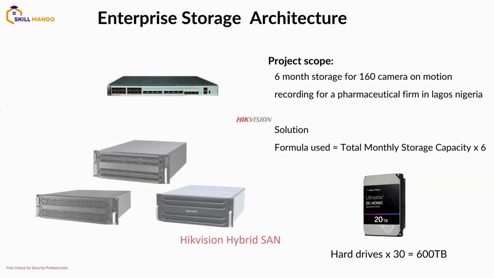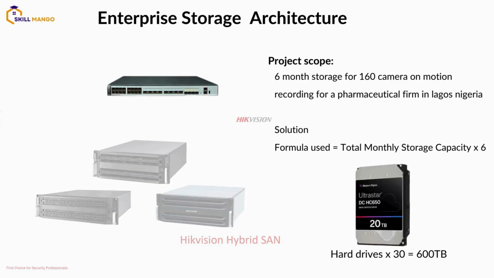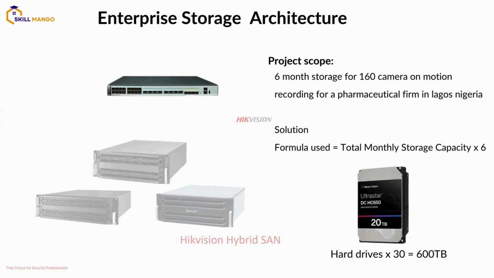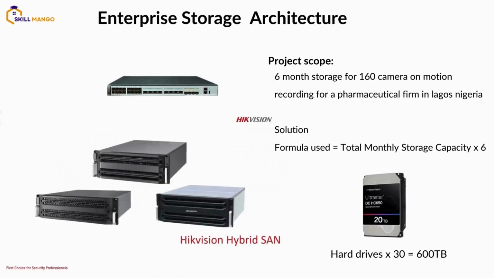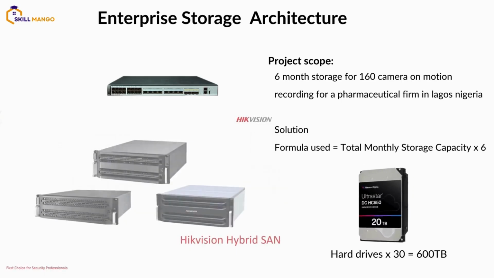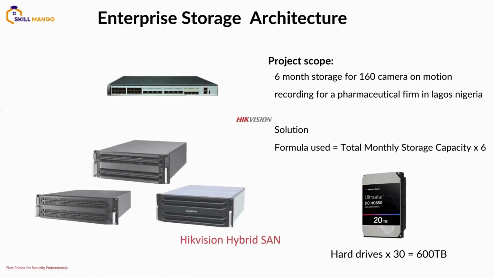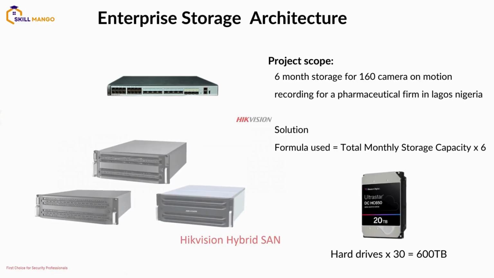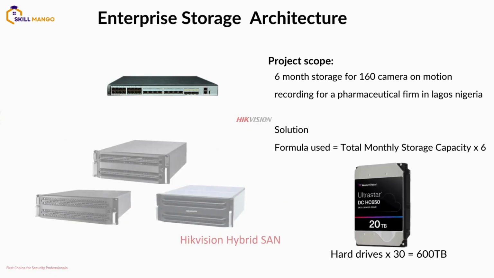This is just a formula here. Formula we use is total monthly storage capacity multiplied by 6. So their total monthly storage capacity as of now is 100 terabytes for 1 month. That's what they're using. We multiply that by 6. All right? That's a practical scenario. Very practical. So this is exactly what we use. We have to use a gigabit switch. This switch you are seeing up here is a very powerful switch by Huawei. It's an S series switch, all gigabit ports. Then these are the hybrid SAN, and we use 20 terabytes times 30. We just position 10, 10, 10 in each of these hybrid SAN, and we're able to solve their problem.